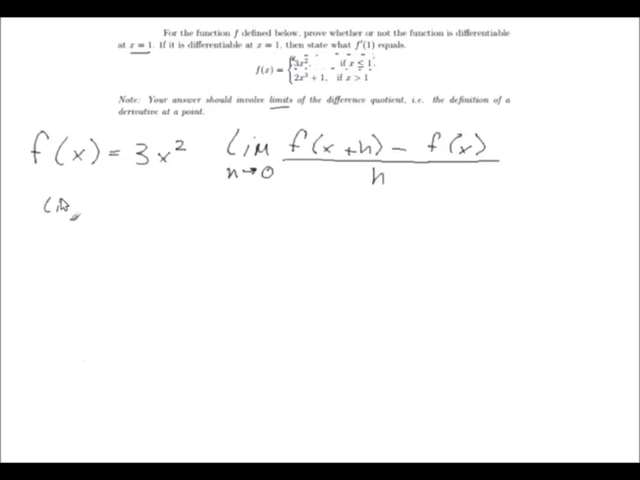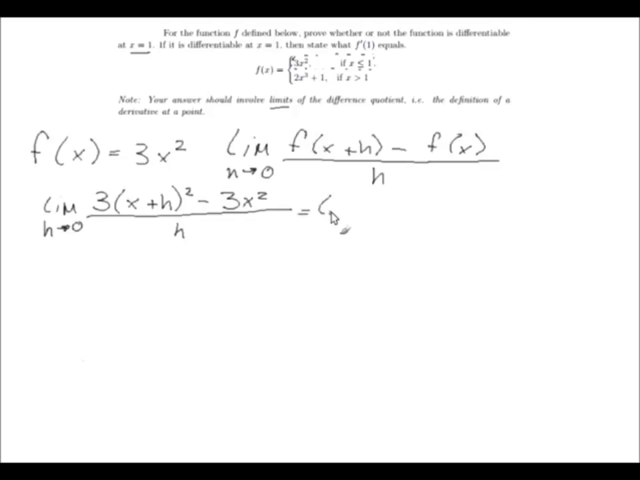Let's have the limit as h approaches 0 of 3(x + h) squared minus 3x squared, all over h. So the first thing we want to do is play around with these numbers. Let's simplify the numerator so that we can see if we can cancel out h.